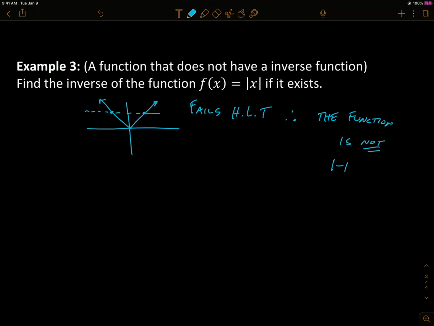And another way is you can look at the definition algebraically. If I replace f of x with y, then I interchange the x and the y.